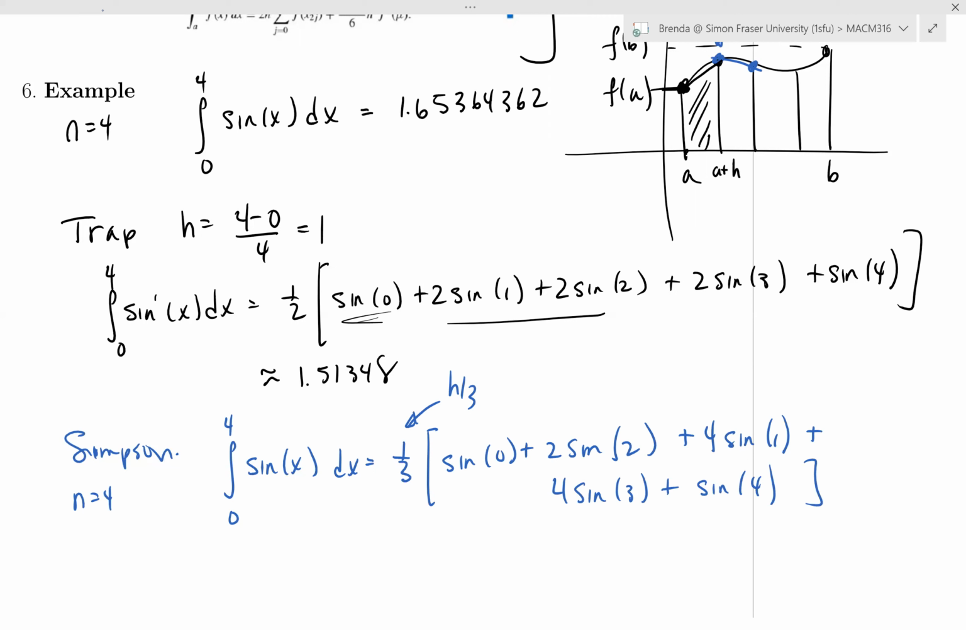And I get that out of there, and it's 1.6645. It's better. Simpson's rule is better. It's a higher degree method.